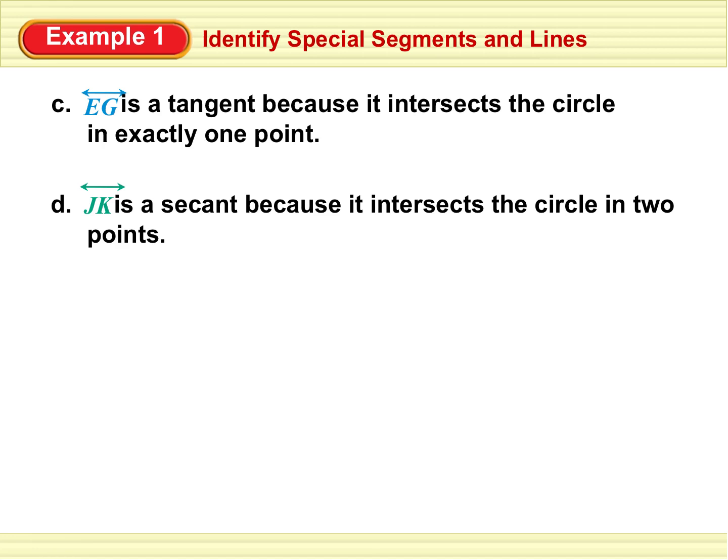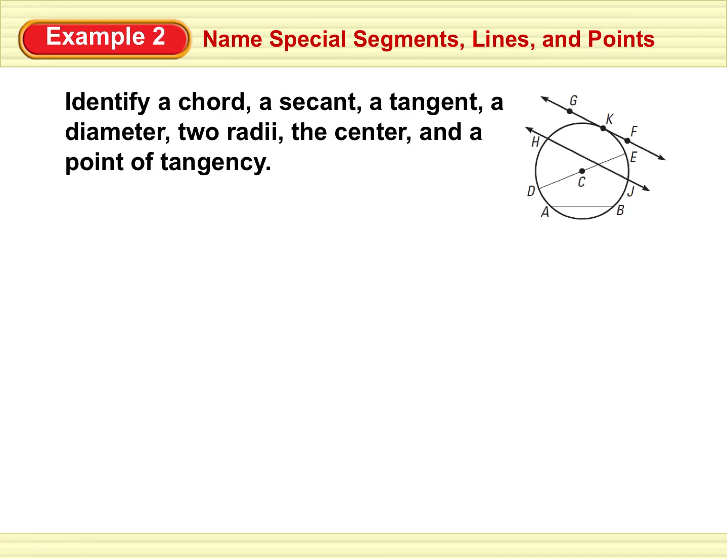Let's look at another example. Let's name all of these. So a chord, make sure we write these down. What's the definition of a chord? What did we say a chord is? Does it go through? It's pulled tight, so its endpoints are on the circle. What's an example of a chord? AB is a good example. Its endpoints are on the circle.